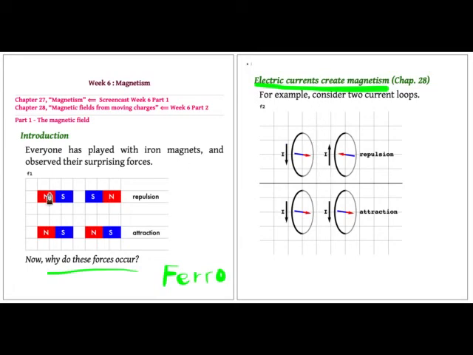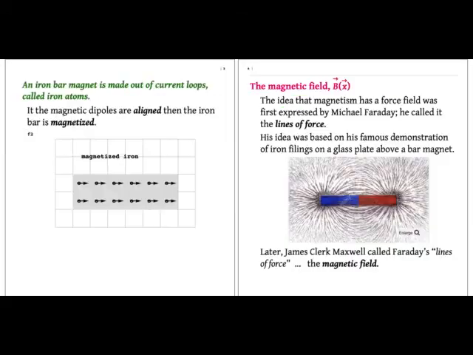All right, now does a bar magnet have any current? Well, it doesn't have any battery, it doesn't have any wires. What kind of current does it have? Yes, a bar magnet does have currents. They're in the atoms. An iron bar magnet is made out of current loops, which are called iron atoms.